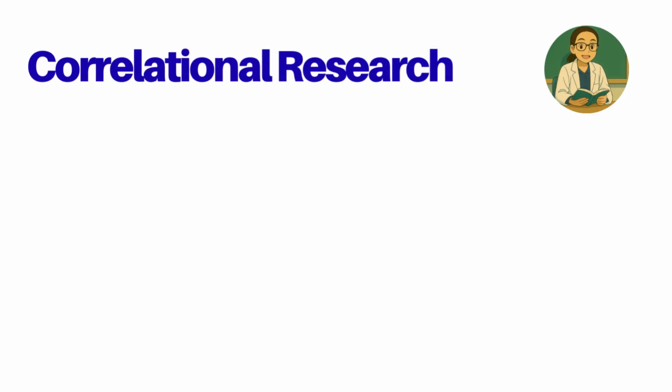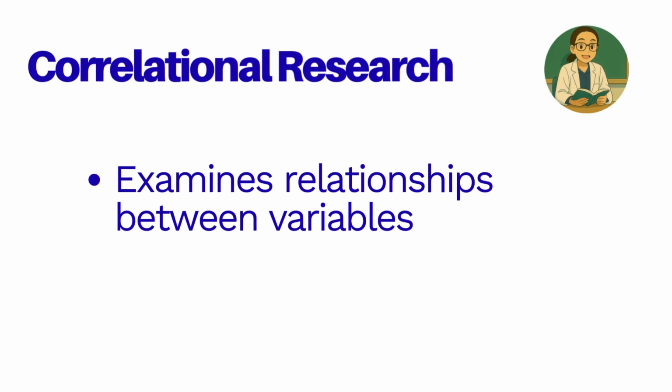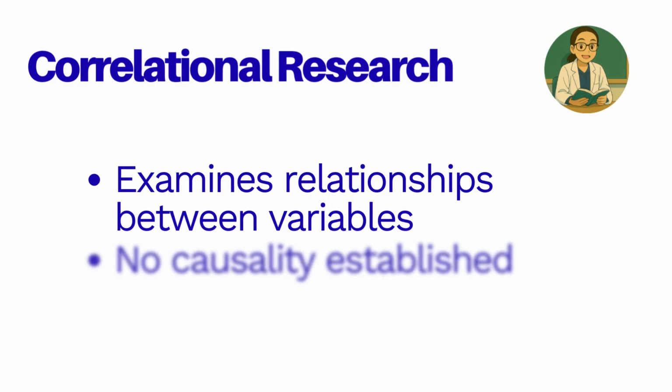Correlational research examines whether two or more variables move together. It is important to emphasize that correlation does not mean causation. A relationship may exist, but it does not automatically indicate that one variable causes the other. This design is vital for identifying patterns that may be explored further in experimental studies.